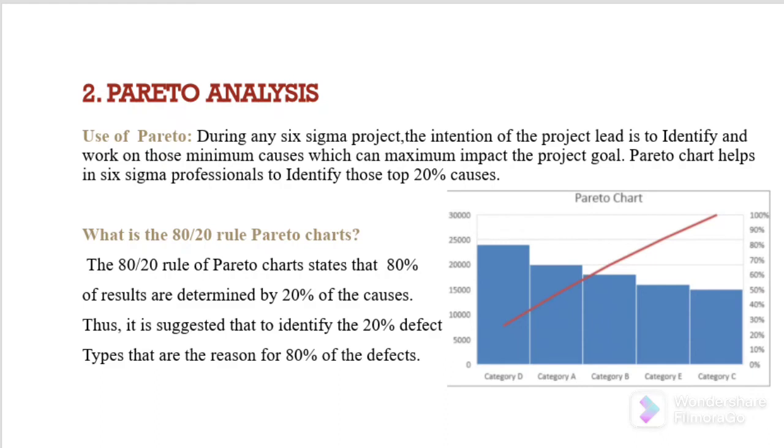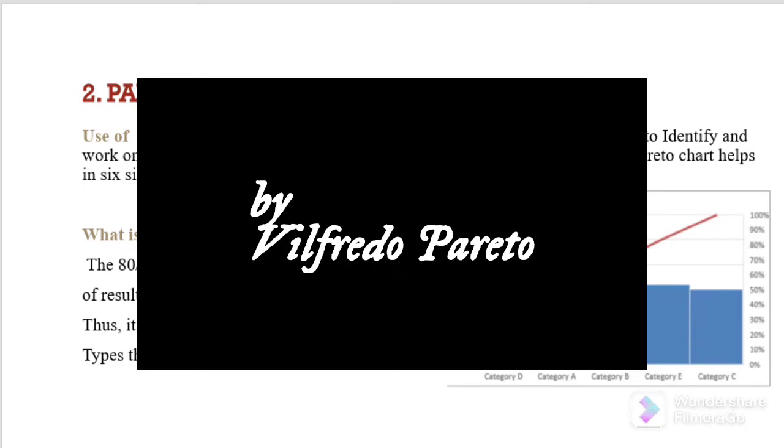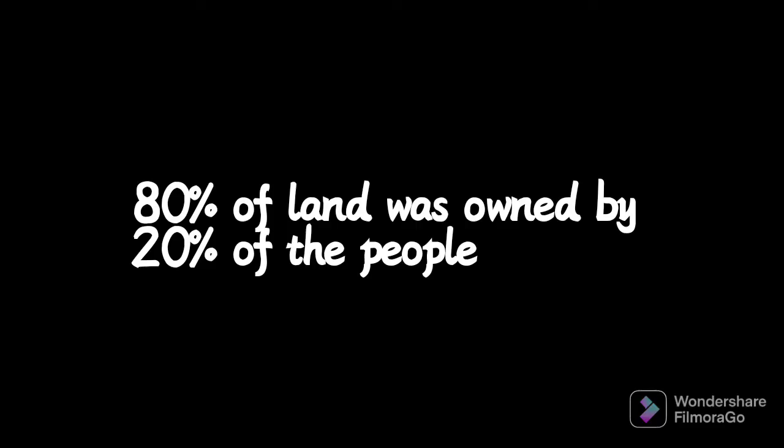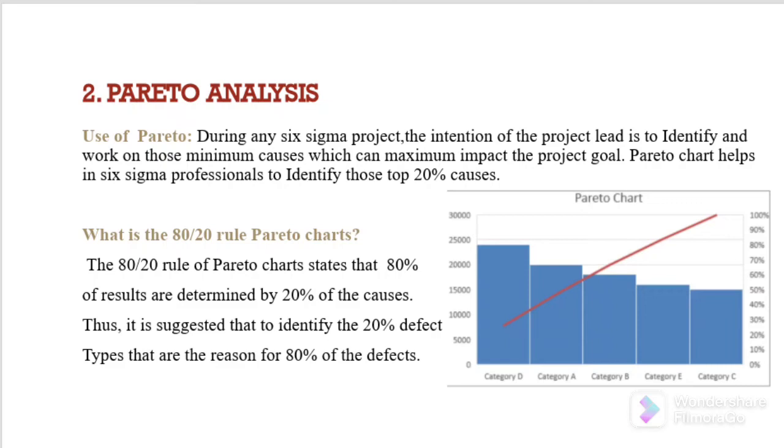Next is Pareto analysis. This chart allows for analysis of data in search of the Pareto principle. This is also called the 80/20 rule. This rule was first identified by Vilfredo Pareto, an Italian researcher who was studying land ownership and wealth distribution in Italy. In Europe, he found that 80% of the land was owned by 20% of the people. This rule was popularized by Joseph Juran.